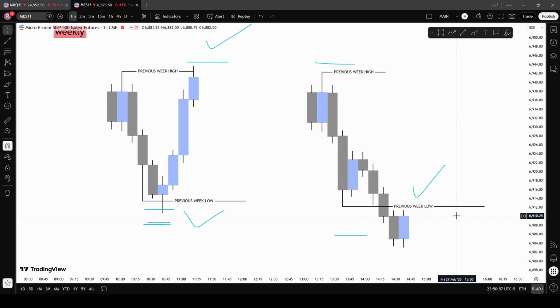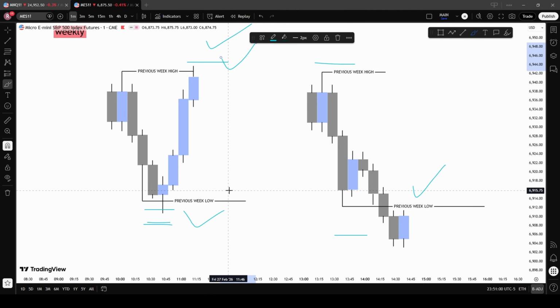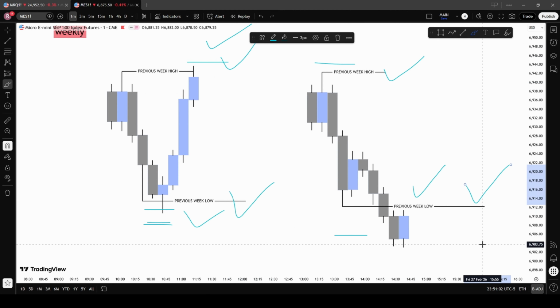That is why marking previous week's high and low at the start of every week is so powerful. It gives you higher time frame context. It helps you understand whether you are trading into liquidity or trading away from it. And when you align this with structure and your session timing, it becomes much easier to frame high probability setups.